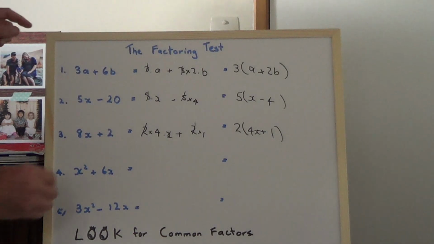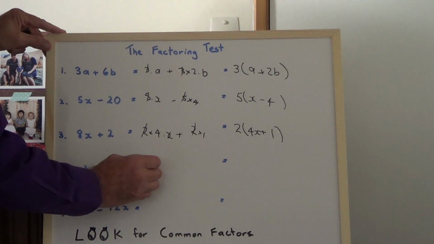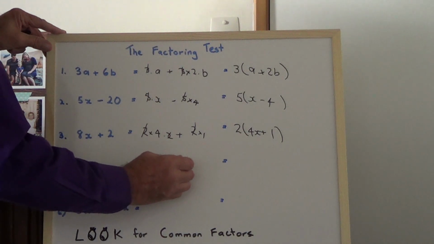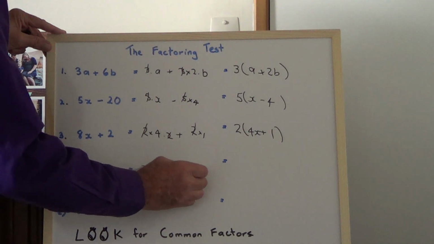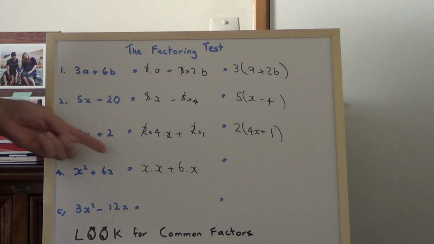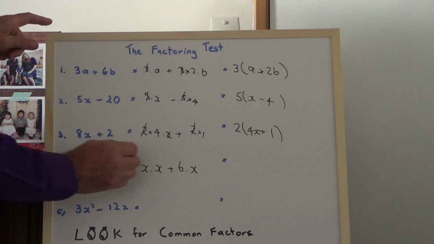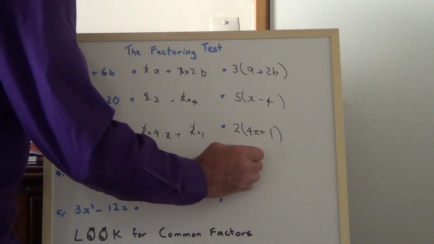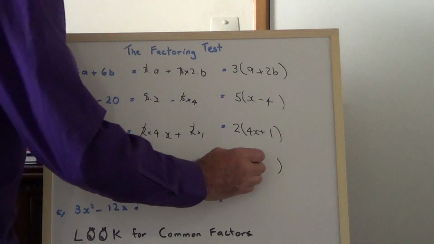Next one, x squared. Well, that's easy. That's just x dot x, means x times x, plus 6 dot x. You don't have to worry about splitting the 6, because we're only looking for a common factor. The common factor is going to be x. There we are. Cross out the x's. Put the x there in front of the bracket. Inside the bracket we've got x plus 6.